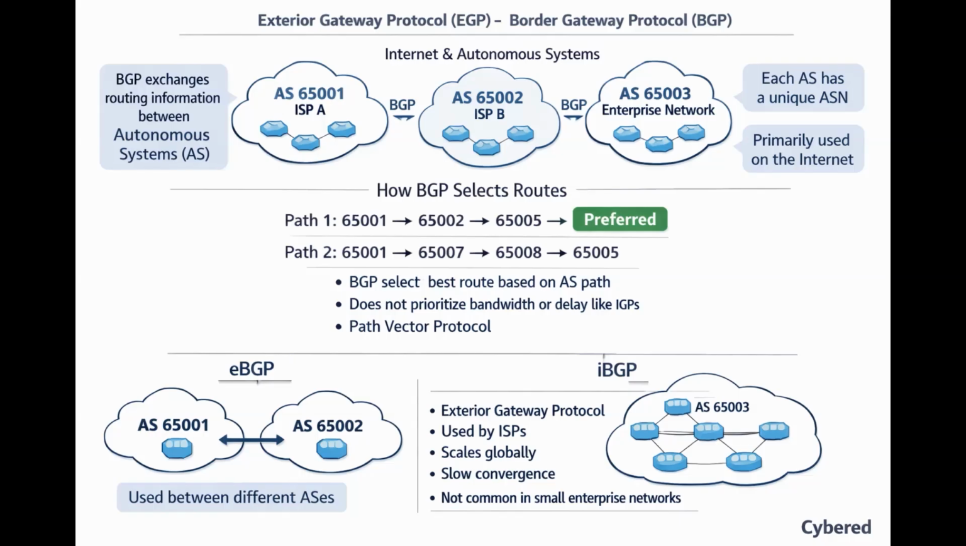ISPs use BGP to advertise the public networks they own and to learn how to reach networks owned by other ISPs. BGP selects the best route based on the path of ASNs rather than bandwidth or delay. BGP converges slowly, which makes it unsuitable for most private enterprise networks. For this reason, BGP is primarily used on the internet. eBGP is used between different ASs. iBGP is used within a single AS.